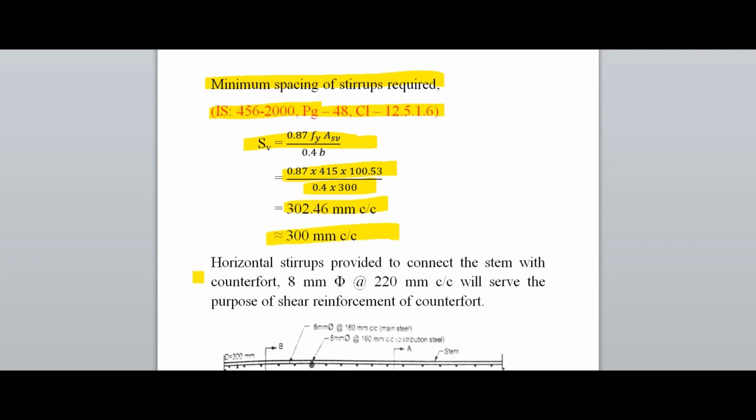So horizontal stirrups are provided to connect the stem with the counterfort, 8 mm at 300 mm center to center, which serve the purpose of shear reinforcement of the counterfort. Now our design is completed.